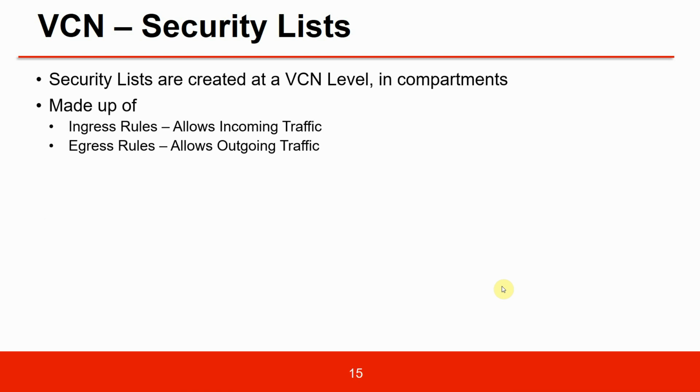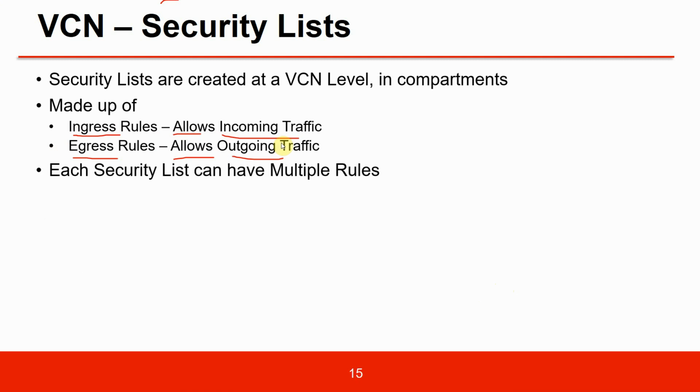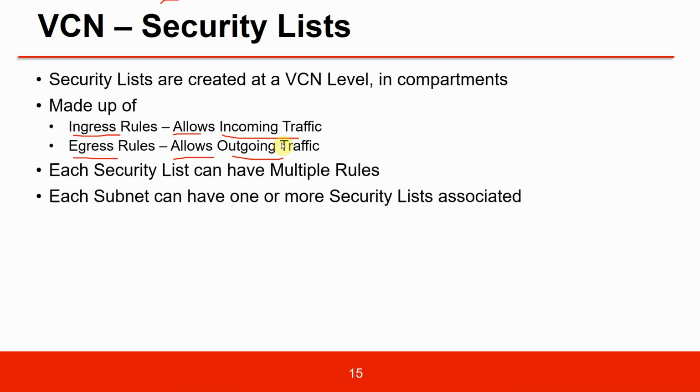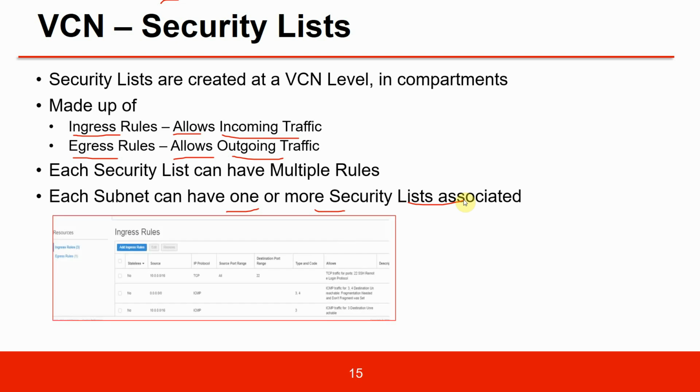If you noticed, I added an ingress rule. They consist of two rules: ingress, that is allowing incoming traffic, and egress, to allow outgoing traffic from the subnet. Each security list can have multiple rules. If you recollect, that was the purpose of the demonstration. I added two rules here. What the rules were is not important. Each subnet can have one or more security lists associated with it.